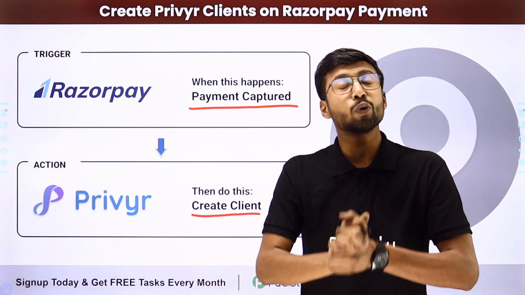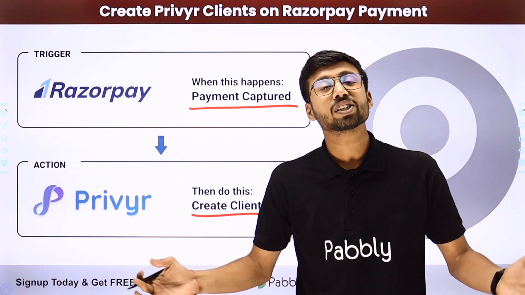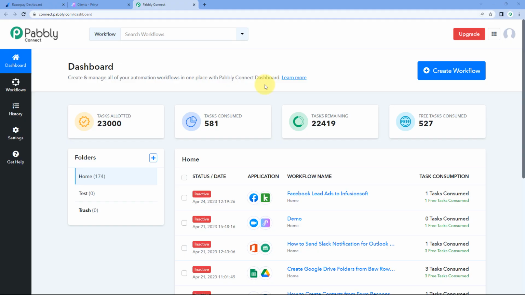If you want to learn how you can automate this process, you just have to come with me to my screen. So as you can see, here we are on the Pabbly Connect dashboard. Now to reach this dashboard, you will get a free sign-up link of Pabbly Connect in the description box below. By clicking on that link, you can create your free Pabbly Connect account in just 2 minutes.